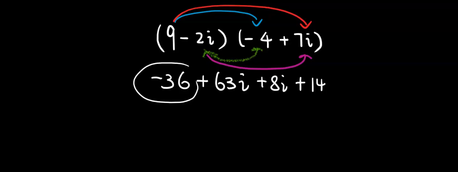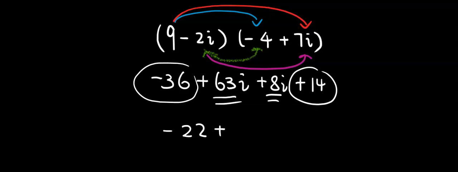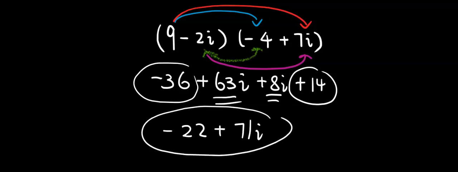And then we're going to combine like terms. That's negative 22, correct. And 63 plus 8, that's positive 71i. Very good. So we used one problem, explored 3 different methods.